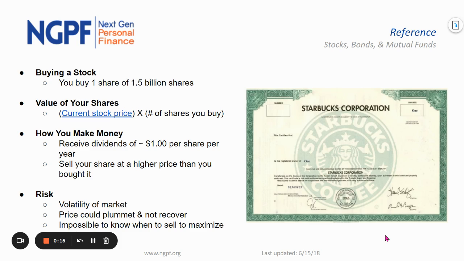A stock is basically when you purchase a share of ownership in a company. So, you'll see here we have a picture of a certificate of stock for Starbucks Corporation. So, we're going to go through what the main differences are with how you actually look at why you would purchase stocks and how they relate to bonds and mutual funds.